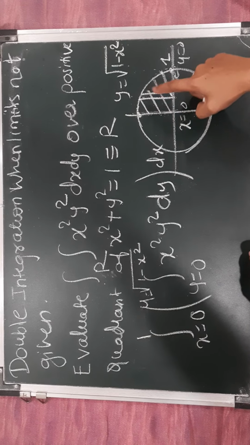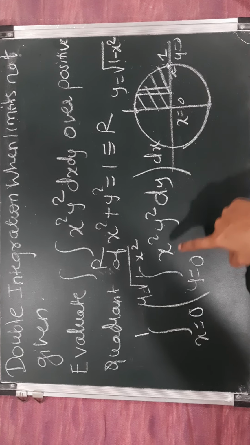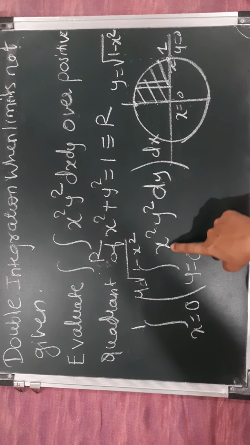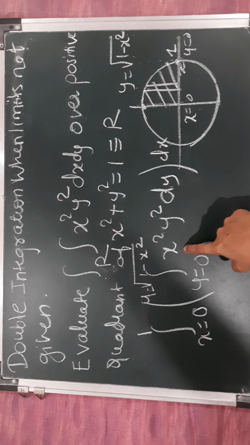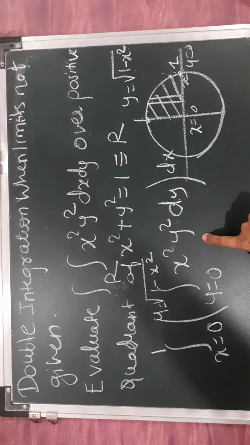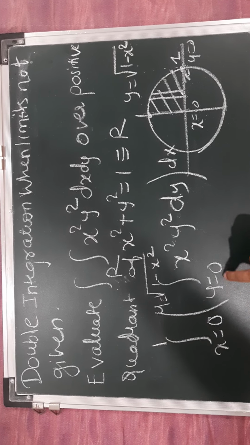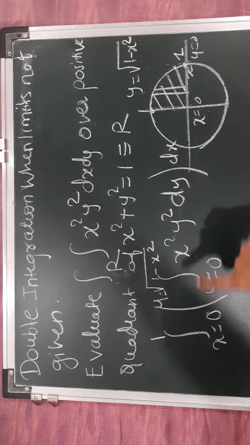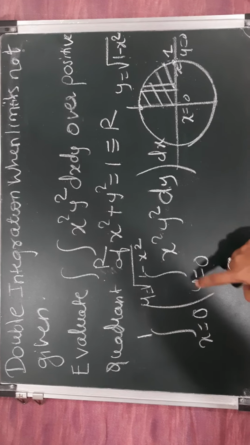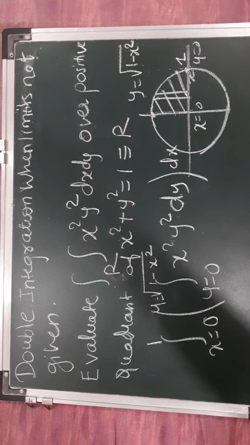So either you can take a vertical strip or a horizontal strip. In this example, any one you take, it will be the same, giving you the same answer, because the function inside has the same degree of x as well as y, and the integration is also not difficult. So either you first integrate with respect to y or with respect to x, only the limits will change but the final answer will be the same. So in the next video we will see how we evaluate the integration.